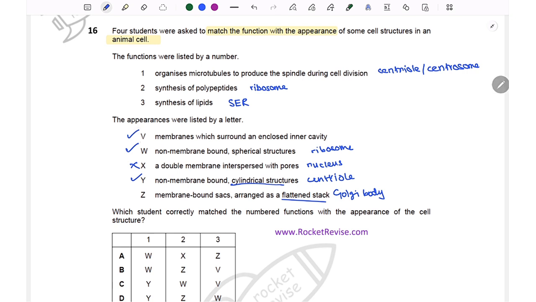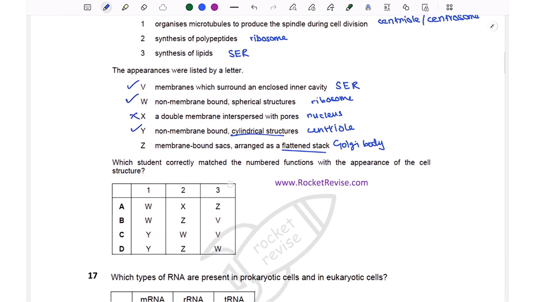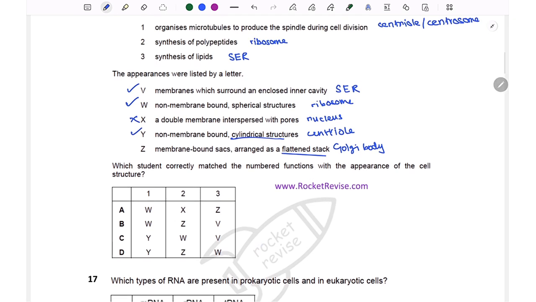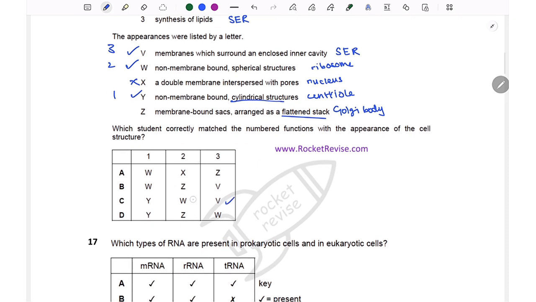Membranes which surround an enclosed inner cavity. So this is SER, because it describes the tubular network of SER, remember? Okay. The one that matches our answers is, let me just put the numbers next to it so it's easy. Centriole, that is 1. Ribosome is 2, and this is 3. So this, and this, that is C is our answer.